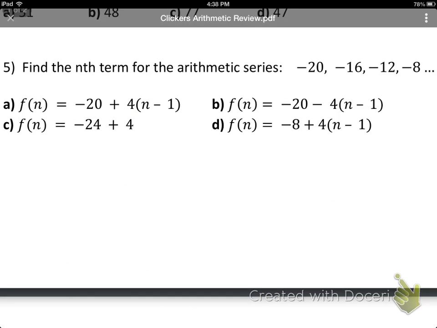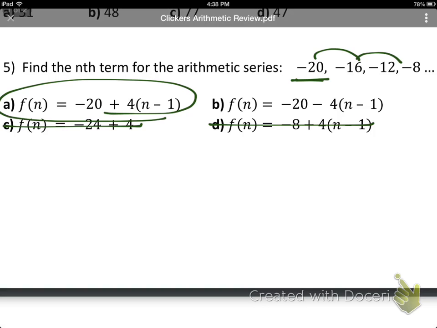Okay, number 5 is we want the nth term. That really just means instead of putting in a number for n, it's just going to be n. And so the first term is negative 20, and so that means the answer is not C, it's not D. And since our numbers are getting bigger, it's going to be adding, and it's adding 4, so our answer on this one is A.